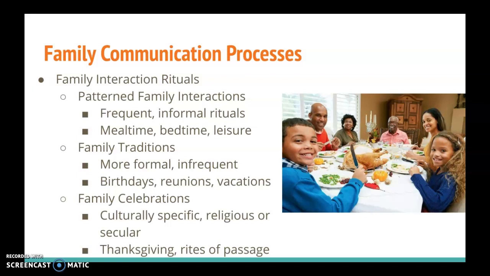And again, a lot of these things are celebrated similarly across families, but they might have little things that they do differently. So as you can see, all of these rituals, these patterned family interactions, the family traditions, and the family celebrations are really important ways that families connect with one another and pass down the stories of their family from generation to generation.